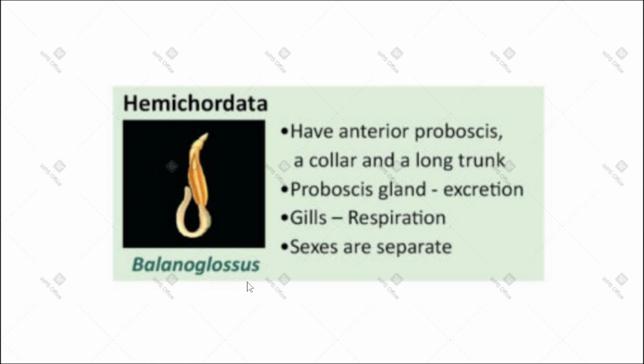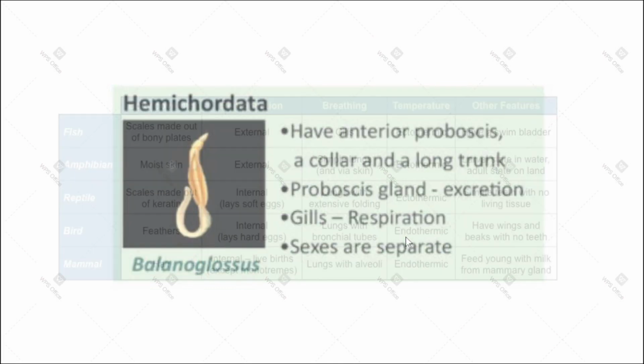If someone had zoology in their BSc days, he or she might have seen this in their lab. We used to be given organisms for identification, and Balanoglossus was a classical organism which came during the examinations. It has an anterior proboscis, collar and a trunk. Proboscis gland is involved in the process of excretion. Gills are used in respiration, and sexes are separate.